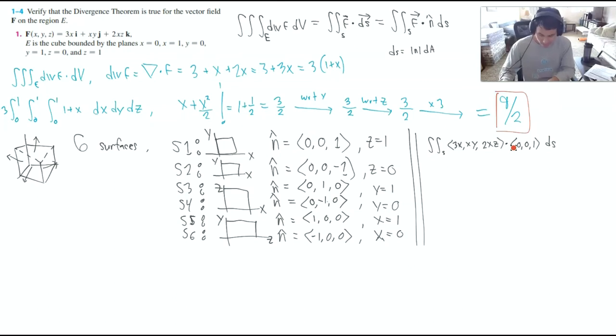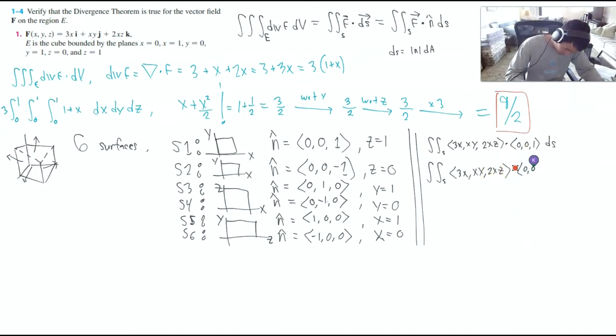Okay, and I'm just setting up these integrals for now. Okay, and I'm going to do it again. 3x, xy, 2xz. And as you'll notice, in this case, it's 0, 0, negative 1 ds. Okay, and you can see that there's a pattern here again. So the pattern is that you put these vectors and you put f here, and then you see that these will cancel and there will only be one remaining.